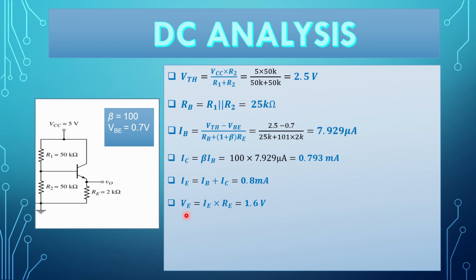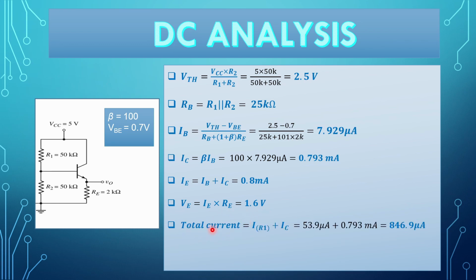So voltage across the emitter, by applying Ohm's law, is IE into RE. So IE value we have found is 0.8 milliamp and RE value from the circuit is 2 kilo ohms. So hence the VE is 1.6 volts.